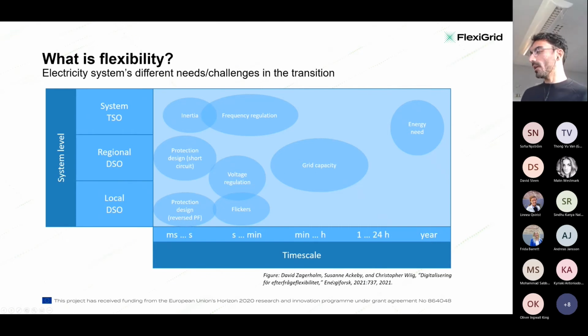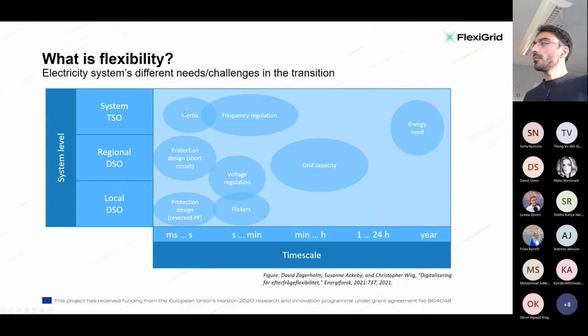It's from a report by Energiforsk. They have mapped the electricity system's different needs and challenges in the energy transition. Here you can see we have the system level, like the TSO level, regional DSO and local DSO. Here is the time scale from years to milliseconds. So, for example, we can see that we need to make the long-term energy balance, like by making connection capacities to other countries, making seasonal storage available somehow, and geographical smoothing, these words that you might have heard.